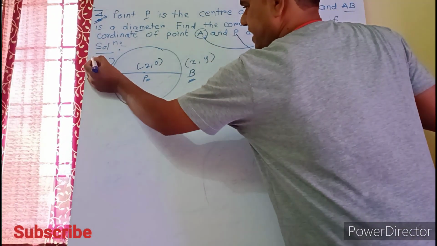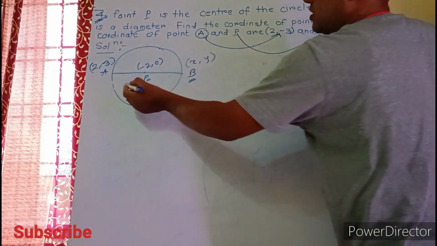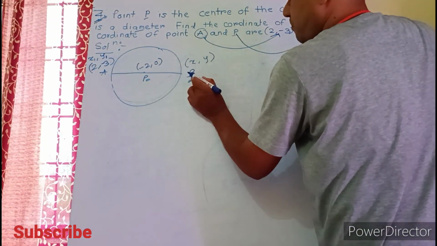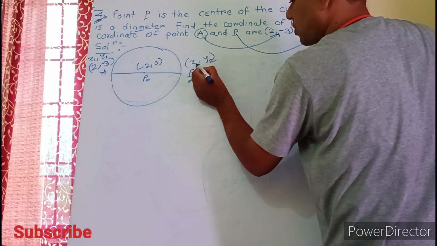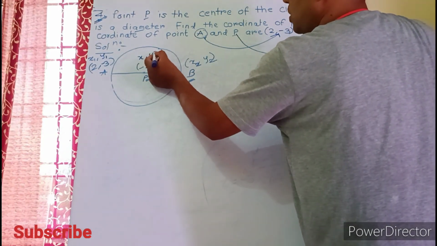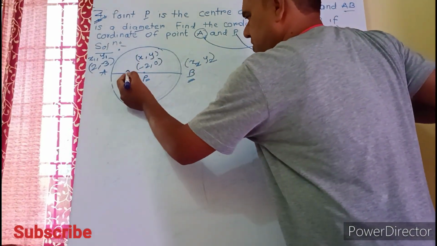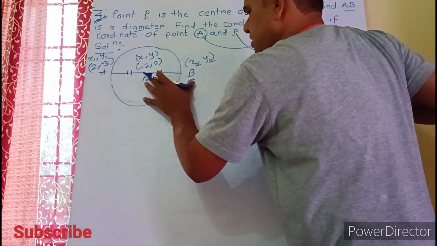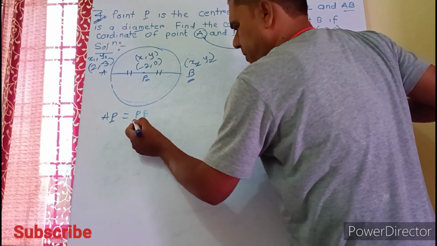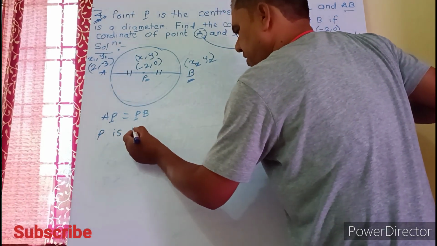Now let us consider that A has coordinate (2, -3), this is x1 comma y1. Now consider point B has coordinate x2 comma y2. Now consider point P has coordinate x comma y. Now P is the center of the circle and AB is a diameter. It means that AP and PB are the radii of this circle. Therefore AP equals PB, which means point P is the midpoint of this diameter AB.